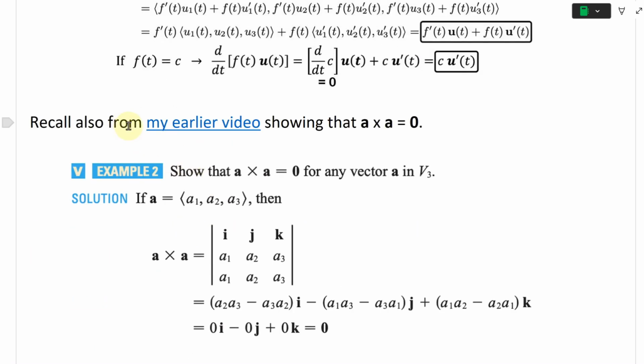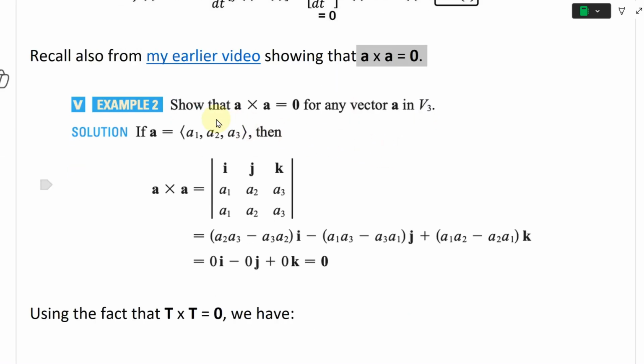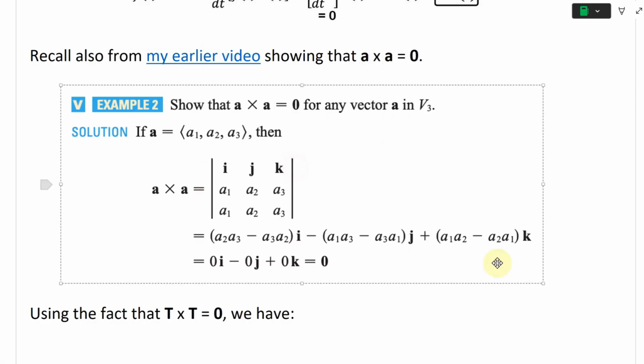Anyways, I also recall from my earlier video showing that A cross A equals 0. So when you have a vector crossed with the same vector, it is equal to 0. Essentially, this means if you have parallel vectors, A and another one A, or even B, where B equals a multiple of A, that doesn't matter. The cross product is going to equal 0. So in other words, if they're parallel, it equals the 0 vector. There's a link from an earlier video, and there's a screenshot from the calculus book.